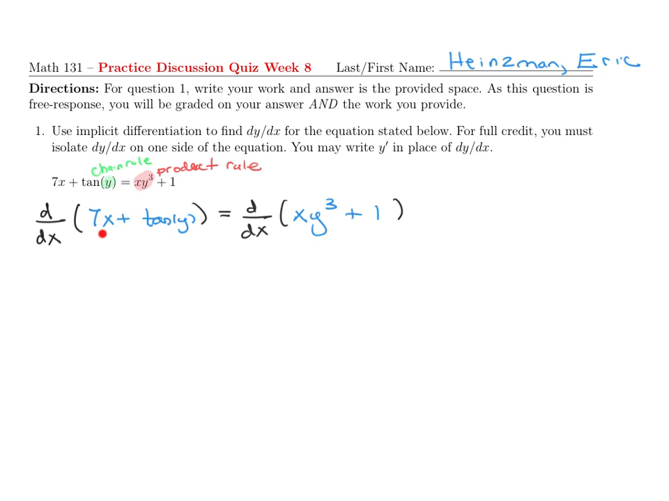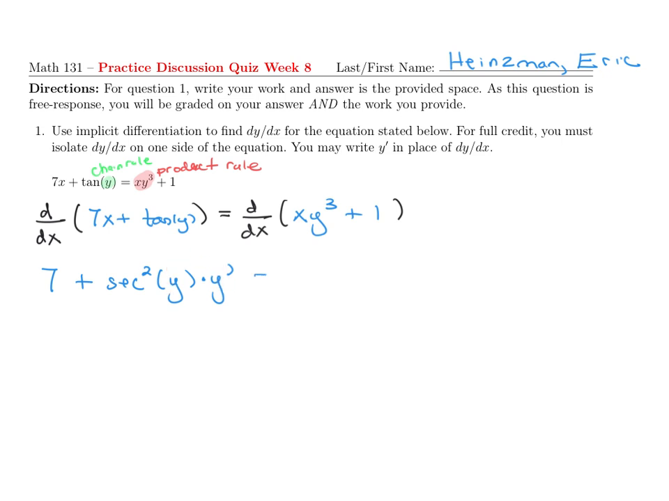Starting with this 7x, the derivative of 7x with respect to x is simply 7. When you move on to the tangent function, the derivative of tangent is secant squared, and you leave the y on the inside alone. And by the chain rule, you want to multiply by the derivative of this thing with respect to x. That is exactly dy/dx, and I'll write y prime. So this y prime is the derivative of y, and that came out by the chain rule.